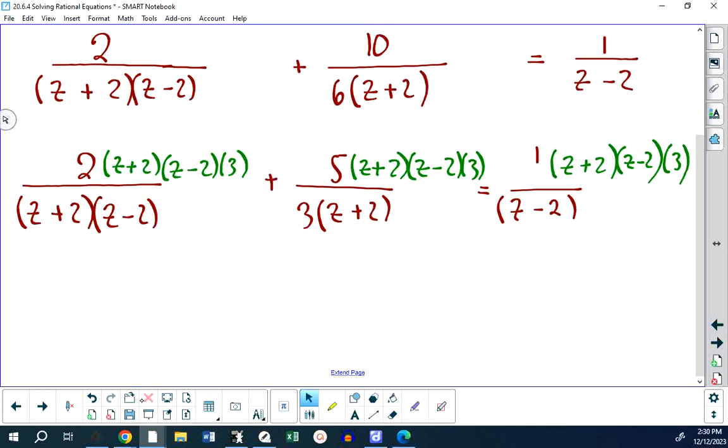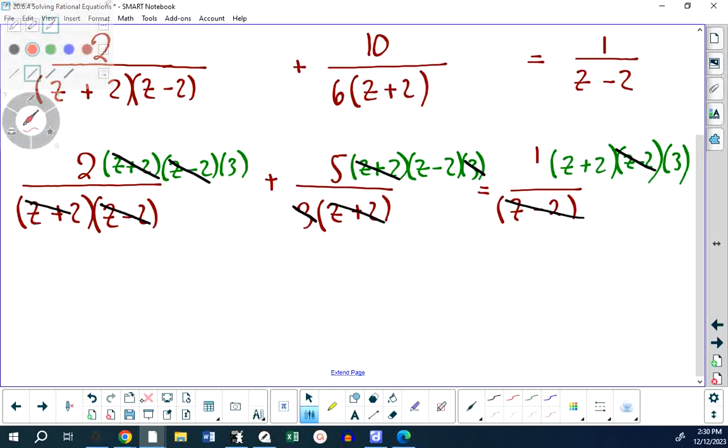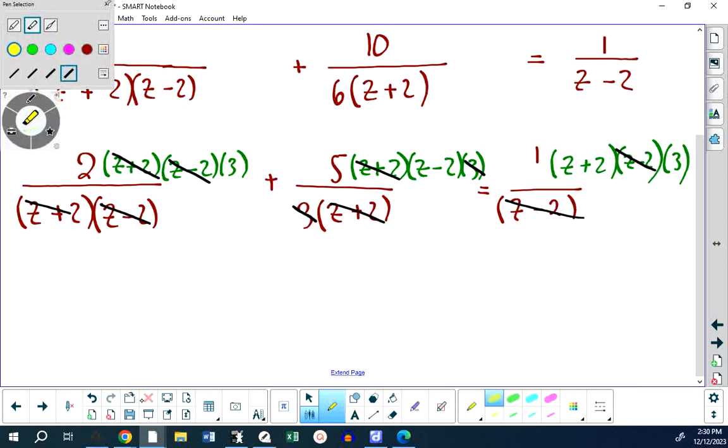So what happens? Be very careful with your canceling. Cancels, cancels. 3 cancels with the 3, z plus 2 with the z plus 2, z minus 2 with the z minus 2. Let me highlight for you what we have left. What you have left is this 2 and this 3, this 5 and this z minus 2, the z plus 2 and the 3.